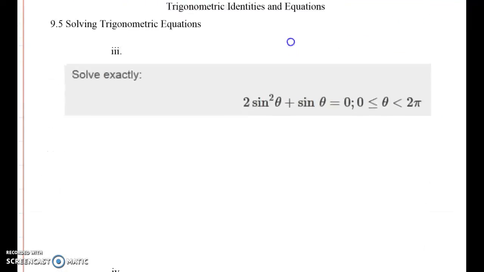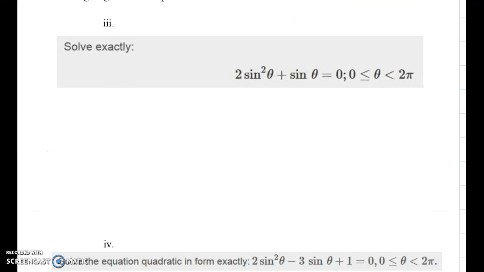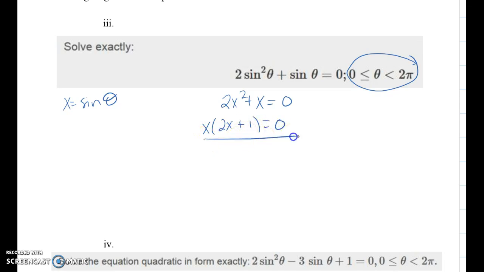Let's look at this next one here. This says solve exactly. 2 sine squared theta plus sine theta equals 0. Again, we're restricting theta between 0 and 2 pi. This one's really nice. I'm going to let x be sine theta, so it gives me 2x squared plus x equal to 0. I'm going to factor out the x. Just going to keep on solving.